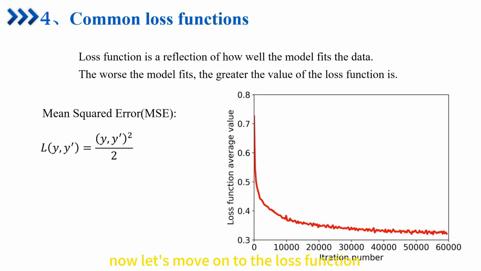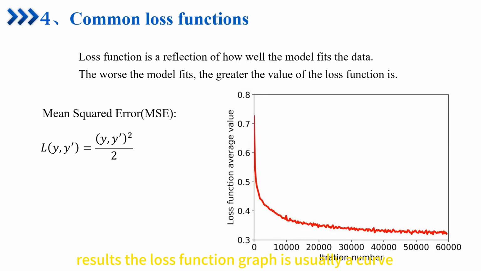Now, let's move on to the loss function. A loss function is a reflection of how well the model fits the data. The worse the model fits, the greater the value of the loss function is. Mean square error is a pretty common type of loss function. The smaller the mean square error is, the closer the model's predictions are to the actual results.